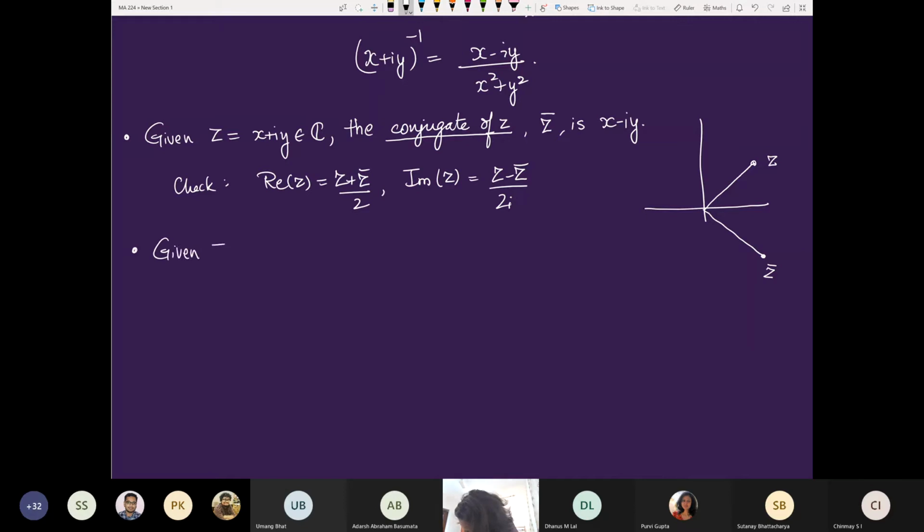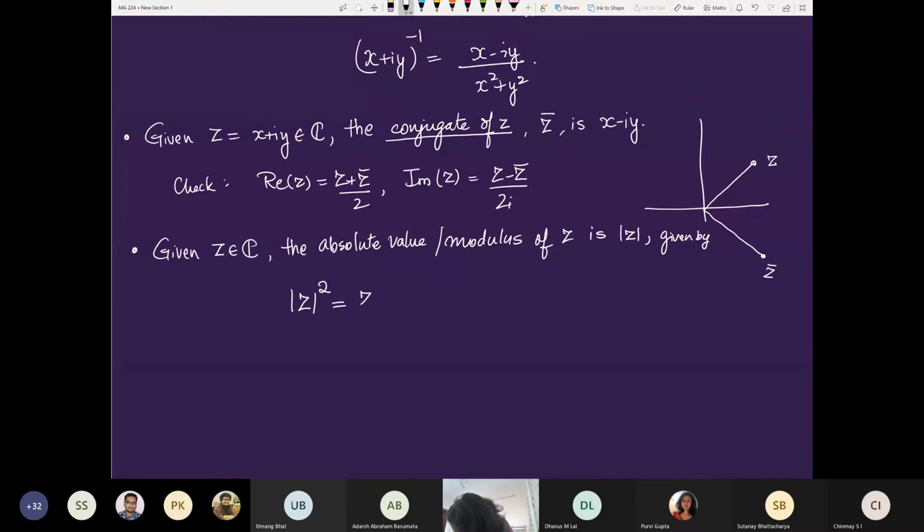And given any z in C, the absolute value or modulus of z, absolute z, is given by, so I'll first tell you what absolute z squared is. It's a real number given by z times z conjugate. And if you actually do this multiplication, you basically get x squared plus y squared, which is a non-negative number. So I can take its square root in the sense of real numbers, and that gives me the absolute value of z. And pictorially, it is just the length or the magnitude of this vector over here. This is absolute z.